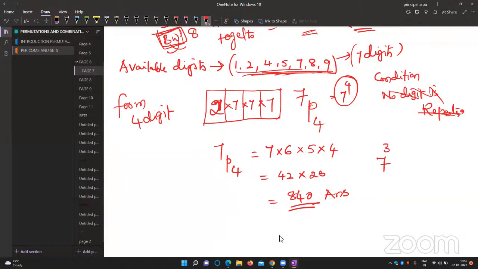Forming 3 digits means you write power cube. Forming 4 means you write 4. Forming 5 digits means you write 5. Forming only 2 digits means you write square. Total number of available digits, and if the repetition is allowed. So this way we can go for one more example.